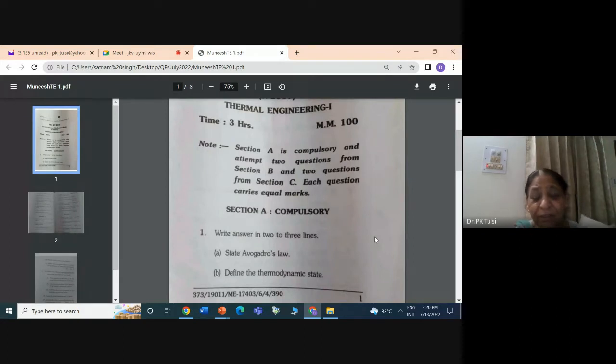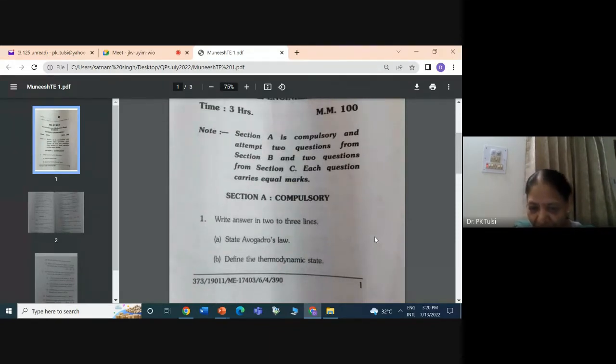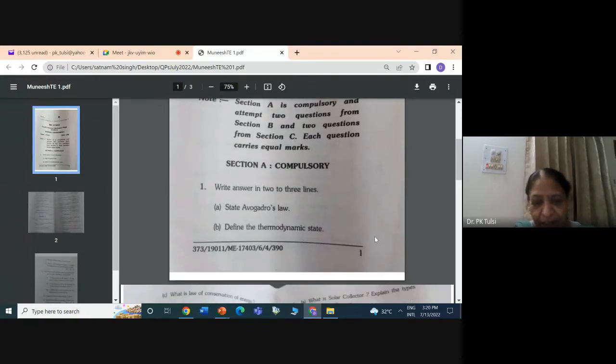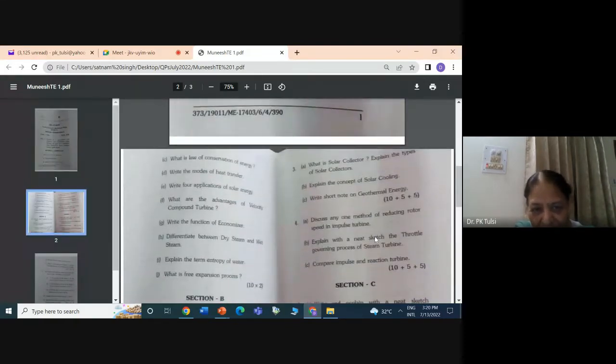So I am not concerned with student handwriting. So please avoid this at the master's level. This is not required. Simply write state, right? Define. अब state करा, define करा, दोनों remembering level है. अब देखिए ये question है, what is law of conservation of energy?